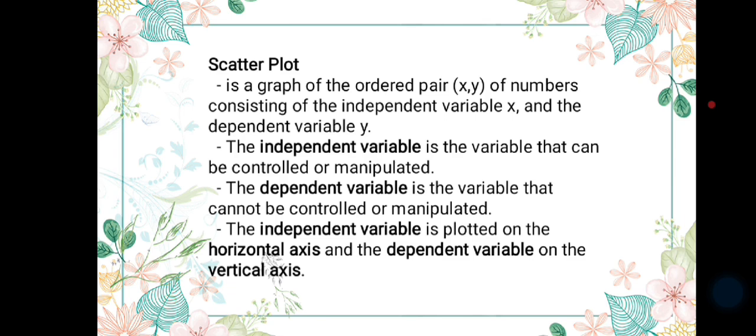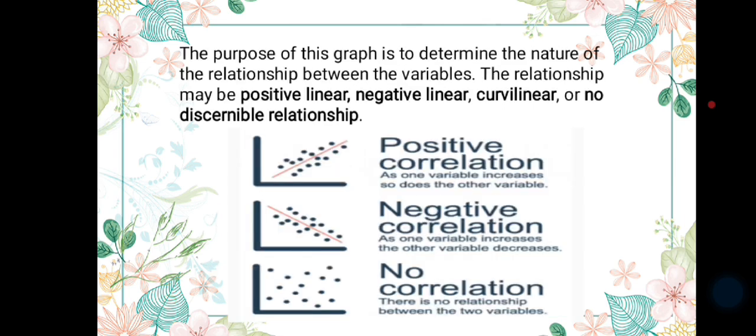Now, what is the purpose of the graph? It is to determine the nature of the relationship between the variables. It may be positive linear, negative linear, curvilinear, or no relationship. Positive linear refers to two variables increasing together in a linear pattern. Negative linear means as one variable increases, the other decreases. Curvilinear is not a straight line. Instead, the relationship changes direction at some point, forming a curve. And no relationship means that changes in one variable do not predict changes in the other.